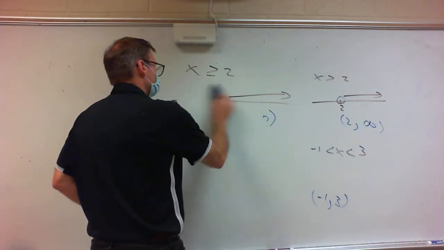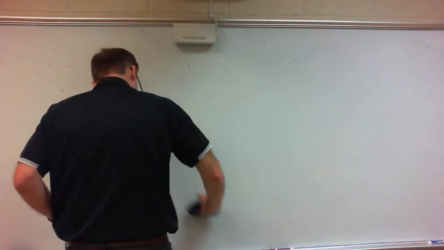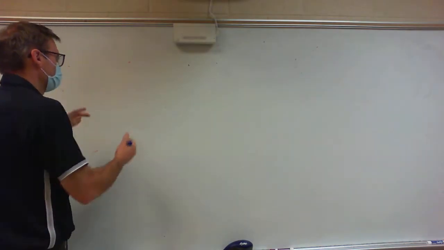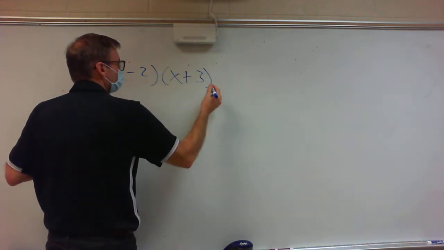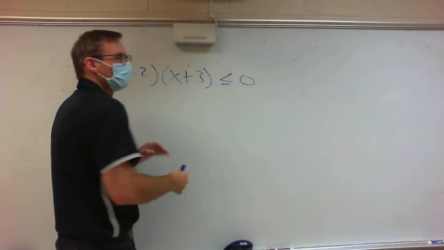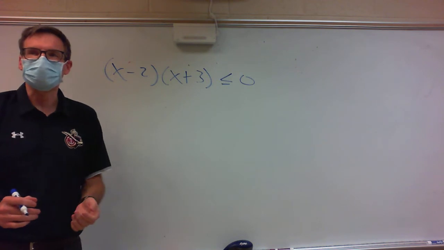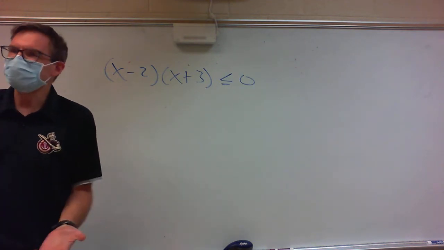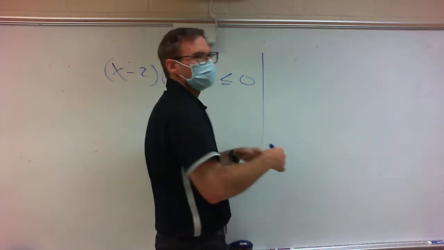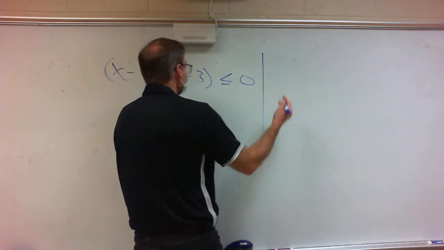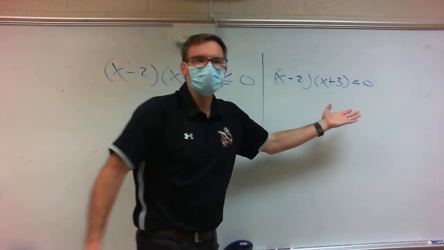So what are we doing? Let's say I give you x minus 2 times x plus 3, and I'm interested in less than or equal to 0. So I want to solve this quadratic inequality. How do you do it? Well, before we talk about solving this, I want to refresh our memory on just solving a quadratic equation, where if I had just given you x minus 2 times x plus 3 equals 0, because this is easy.